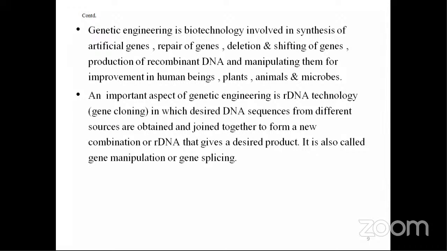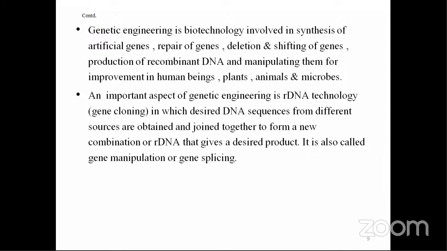Then an important aspect of genetic engineering is recombinant DNA technology, which is nothing but gene cloning, in which the desired DNA sequences from different sources are obtained, and then they are joined together to form a new combination, and this is known as recombinant DNA. Understand this properly, student: whichever characteristics we need, that segment of DNA is selected because genes are present on that. That particular segment is selected from different sources, then they are joined together, and obviously a new combination will be formed. This new combination is known as the recombinant DNA, which gives the product we are aiming for, that is the desired product.